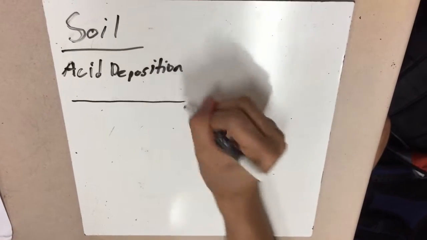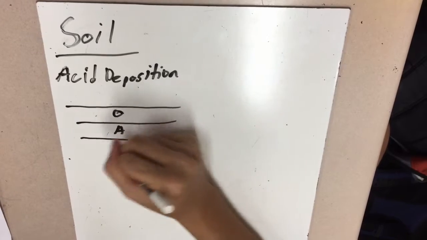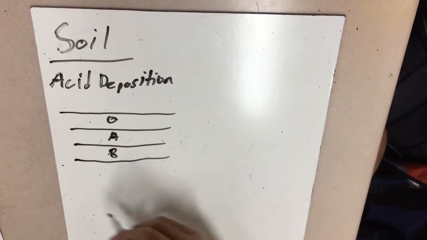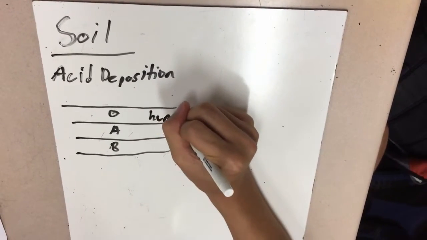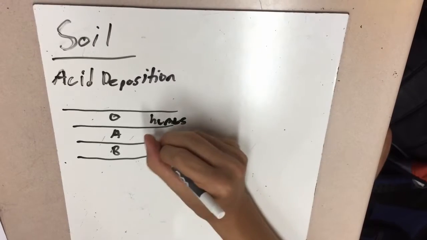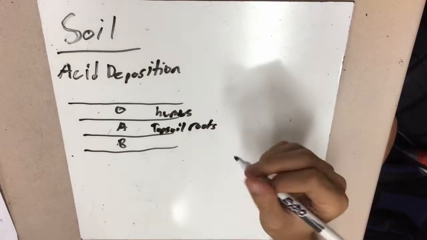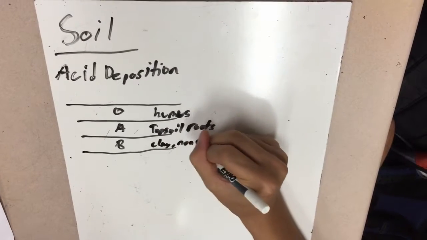So if you remember, we got our layers of soil. We got the O layer, the A layer, B layer, and then there's layers underneath this, but usually there's not many questions asking about the layers underneath. So O layer, we got our humus, which is like organic material. A layer, this is like topsoil. This is also where the roots are. And B layer, we have clay and other non-organic matter.